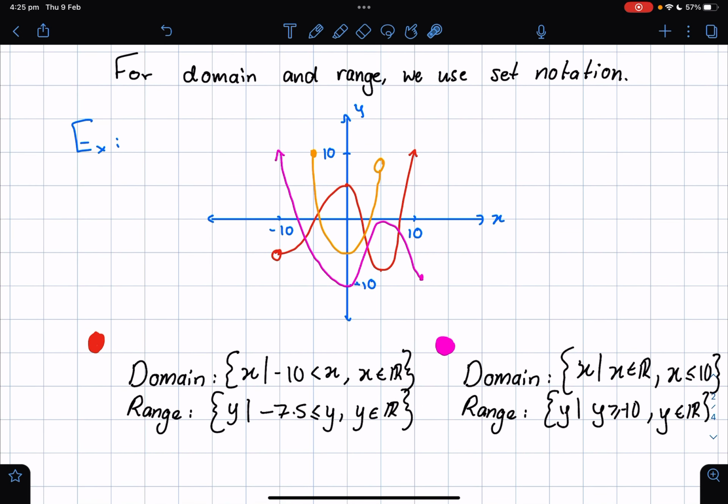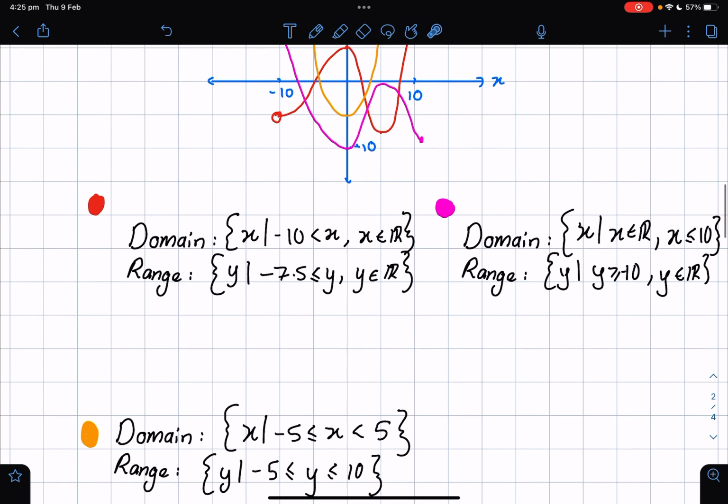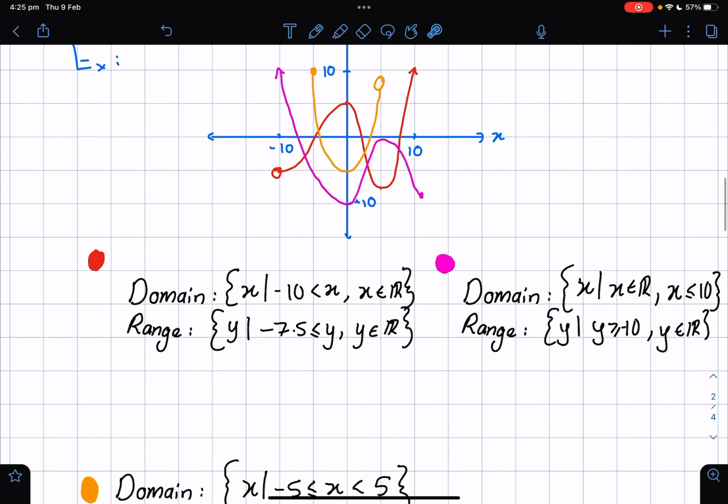So it's really important we're identifying what is happening at each end so we can determine the correct domain and range. So with that, hopefully that sets you up to have a crack at some questions, and we'll see you in the next video.